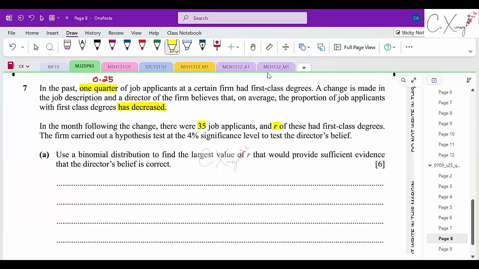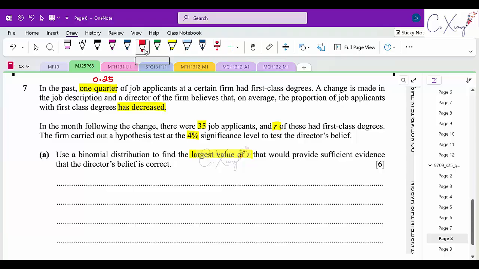The firm carried out a hypothesis test at a 4% significance level to test the director's belief. Use a binomial distribution to find the largest value of R that would provide sufficient evidence that the director's belief is correct.